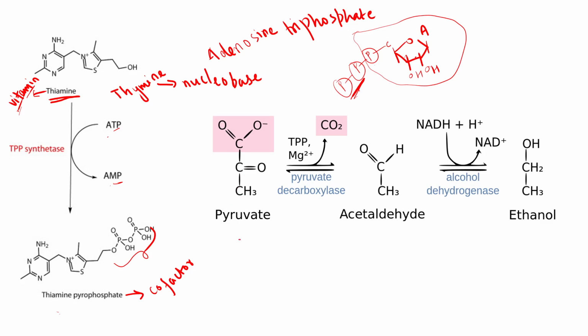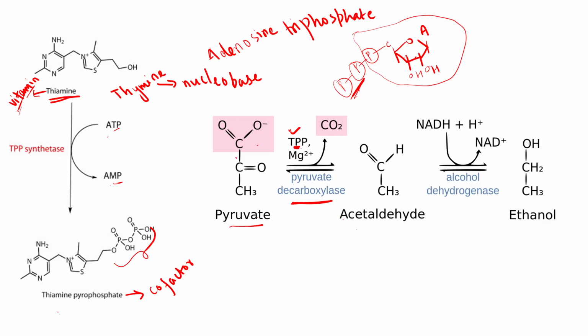So 3 carbons are there in pyruvate, and from this pyruvate, if you remove a CO2, this group highlighted here, what will we be left with? We will be left with acetaldehyde. This reaction is catalyzed by pyruvate decarboxylase, and this pyruvate decarboxylase actually requires TPP for the reaction to occur. Pyruvate decarboxylase requires TPP as a cofactor for the decarboxylation of pyruvate to form acetaldehyde.